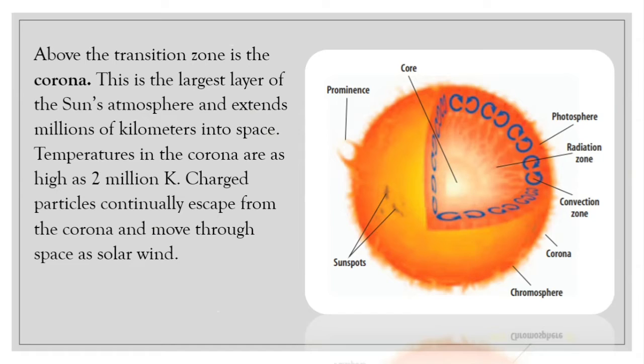Above the transition zone is the corona. This is the largest layer of the Sun's atmosphere and extends millions of kilometers into space. Temperatures in the corona are as high as 2 million Kelvin. Charged particles continually escape from the corona and move through space as solar wind.